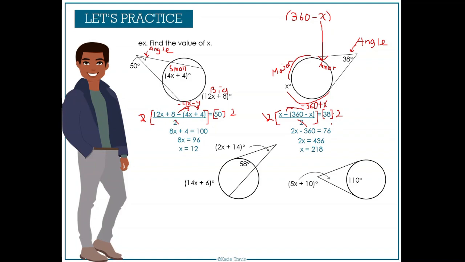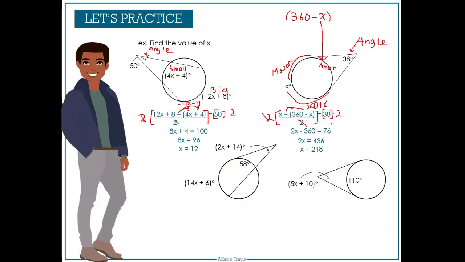Next one we got an angle inside, we got an angle outside. We also got another setup with some tangent making up an angle. So pause this, give it a try, and come back. All right, hopefully you paused it. Welcome back. Let's get into this last part here.